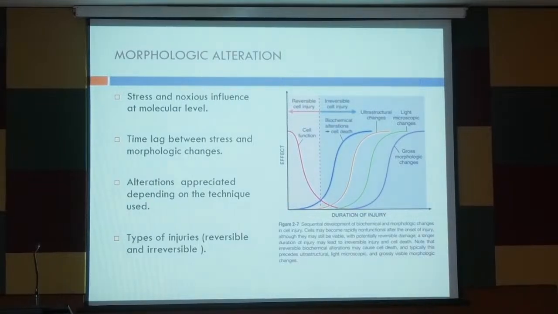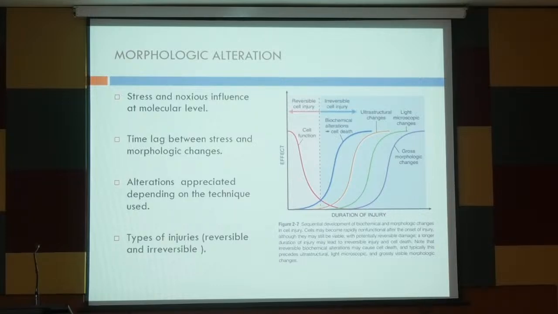So there is a time lag, and which begins earliest? These are the two changes which begin the earliest, and then come these two changes: light microscopic changes and gross changes. So all these things can be appreciated depending upon what? Depending upon the technique that you use. So this is what I have written. There is a time lag between stress and morphologic changes, and it depends on the technique. The superior your technique is, the easier it is for you to identify. Got it? And there are two types of injuries.